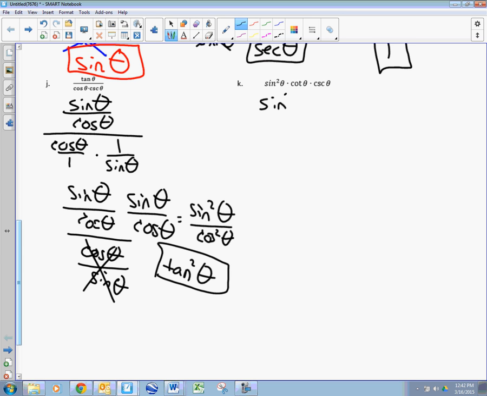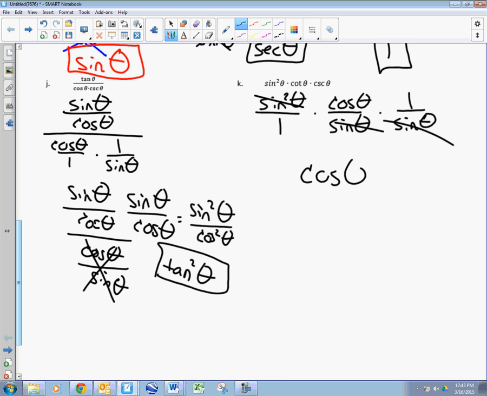All right, sine squared times cosine over sine times 1 over sine. This is a nice problem, isn't it? You got 2 sines on the bottom, you got 2 sines up top, so they both cancel, and you're left with just cosine of theta. Bada bing, bada bam, bada booski. Done. So, on a level of 5, these are type 1 problems. So you ready to try some harder ones?